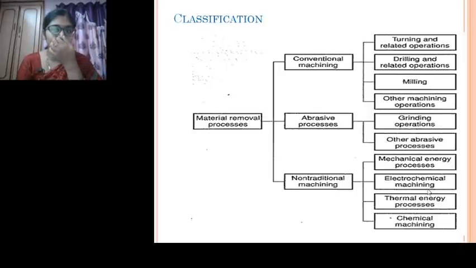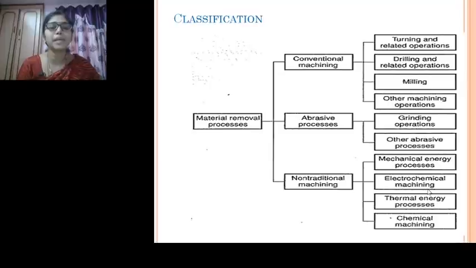And also, if you take the amount of force developed in these two processes, in conventional machining the force developed during the process is much higher when compared to non-traditional machining process. This is happening because there is contact between the tool and the workpiece. Because of this contact, the force produced in a conventional machining process is much higher than in non-traditional machining process.